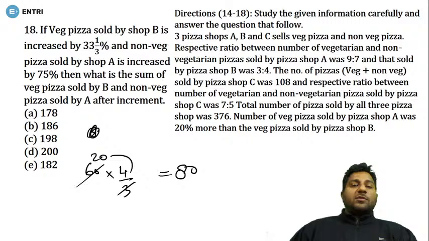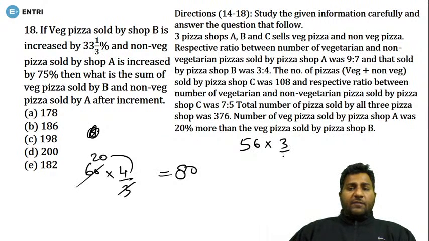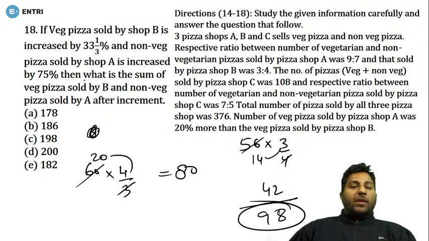And non-veg pizza sold by shop A is increased by 3/4. Shop A is 56. 75% means 3/4, which is 42. So 42 will be added to 56, and that means 98. What is the sum of veg pizza sold by B and non-veg pizza sold by A after increment? You can add it. It is clear, 178 is the final answer.